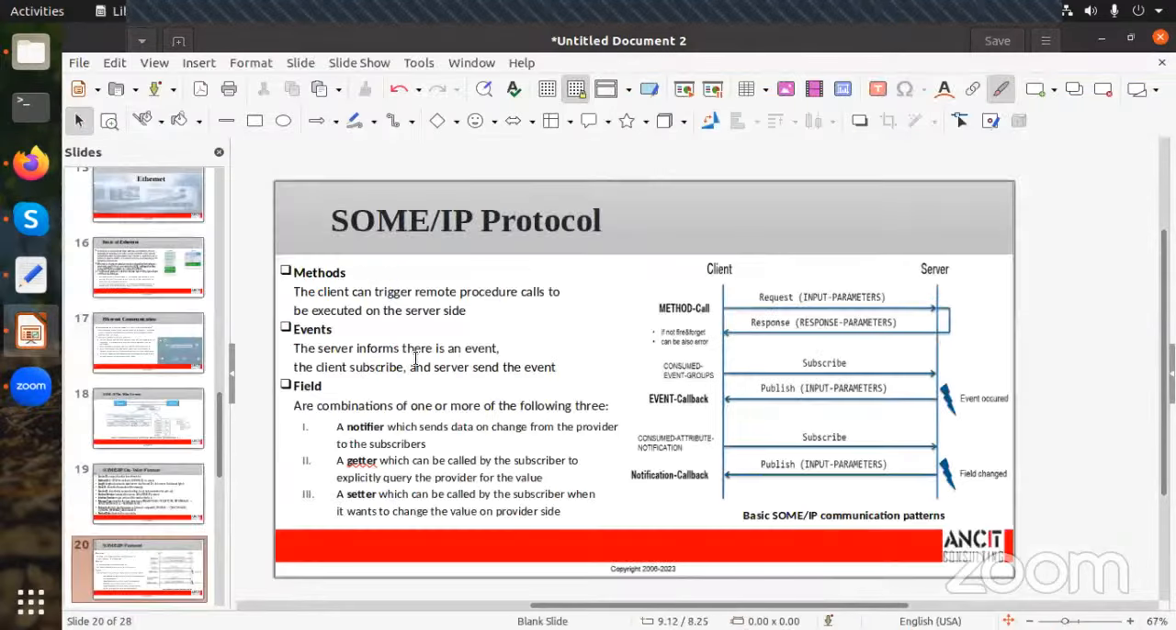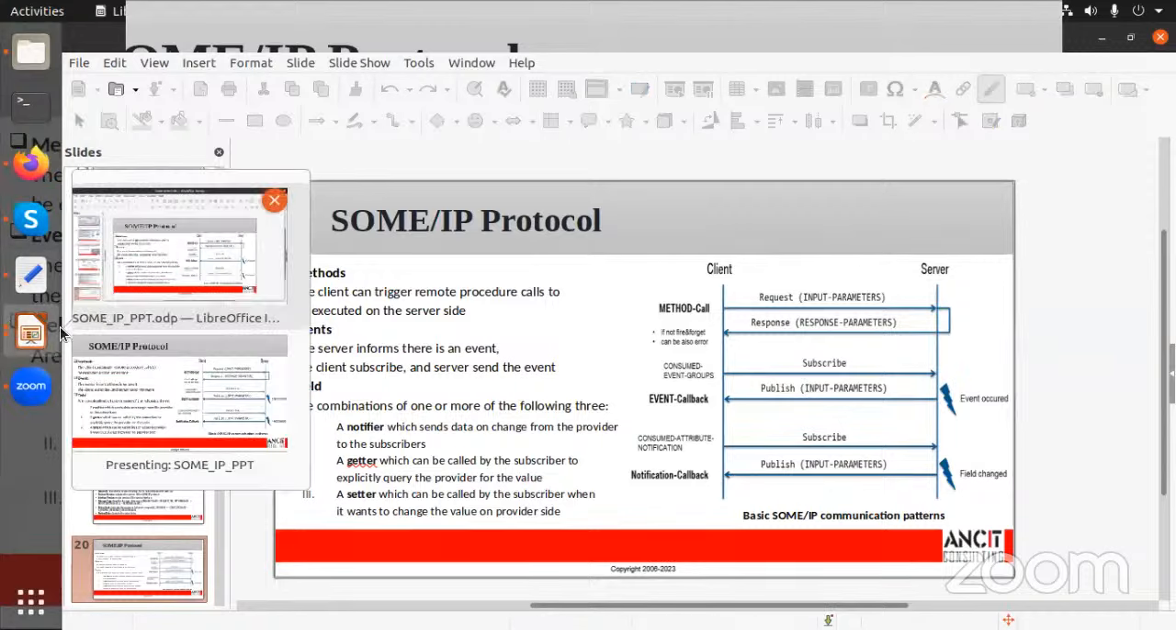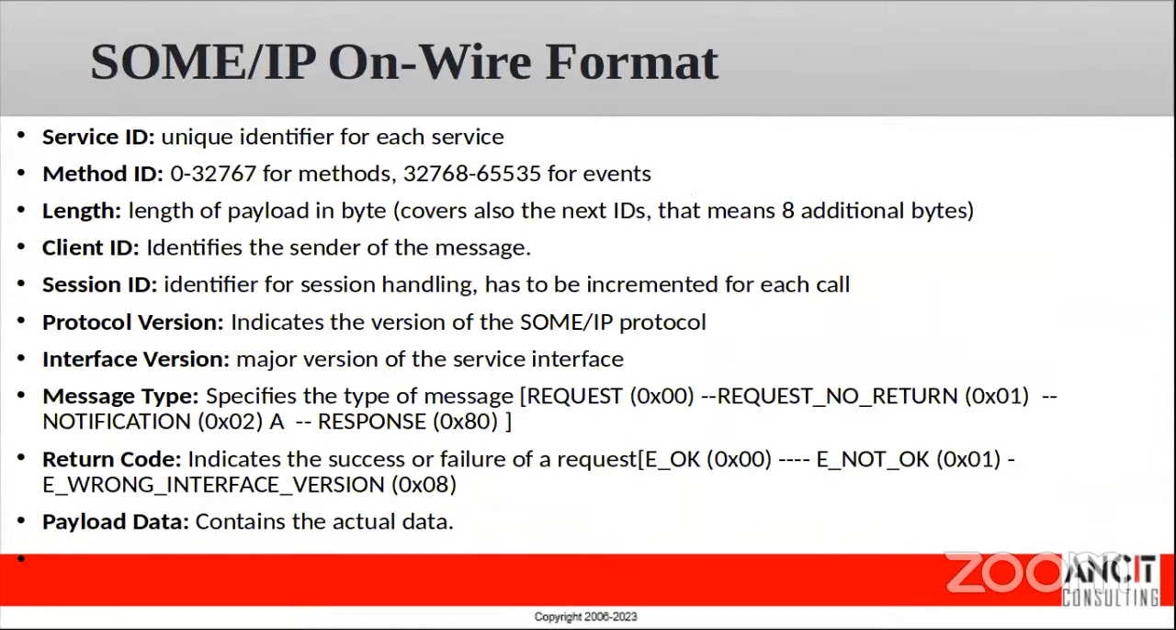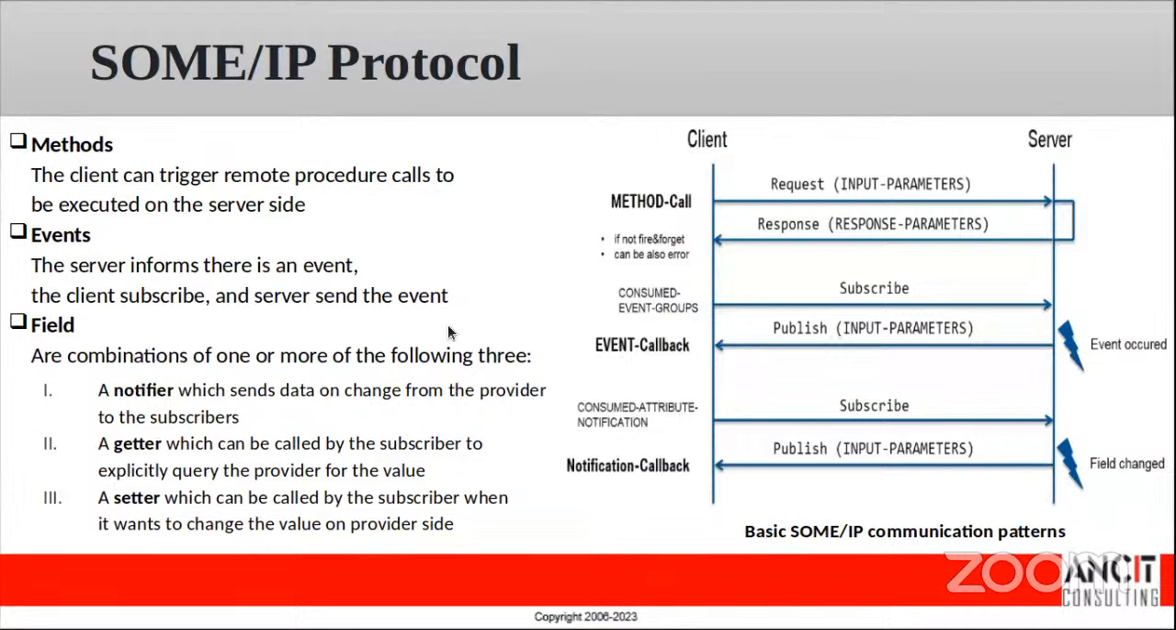The next one is event. Event means it has some work to do. It occurs when the data has changed, and at that time it will send the data to the subscribers. Who are the subscribers? They are the ones who need data like temperature. Those are the subscribers to that event.